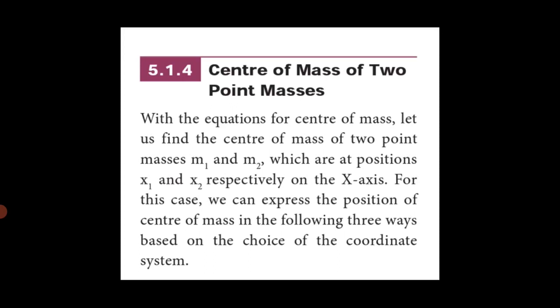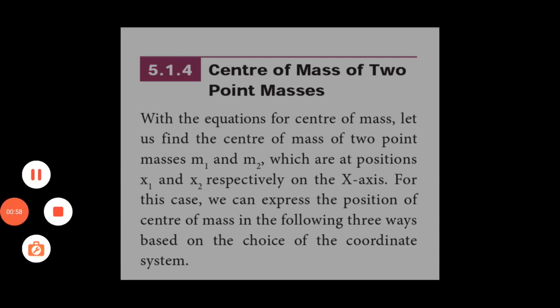With the equations for the center of mass, let us find the center of mass of two point masses, m1 and m2, because we are taking two masses. We are taking only one Cartesian coordinate, the x-axis, and on that x-axis the two masses are at positions x1 and x2 respectively. In this case, we can express the position of the center of mass in the following three ways, based on the choice of the coordinate system.